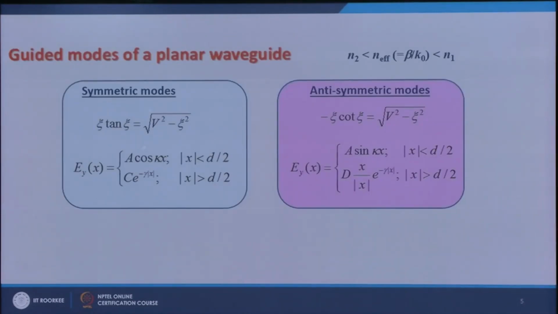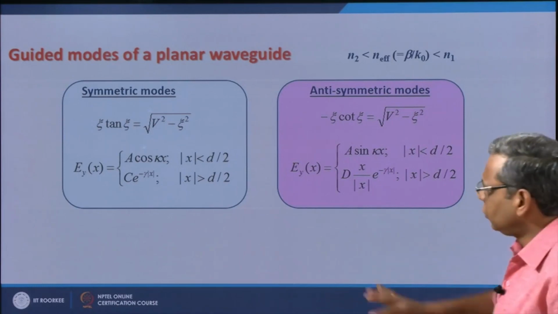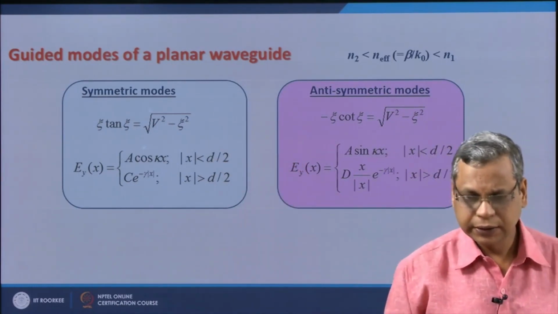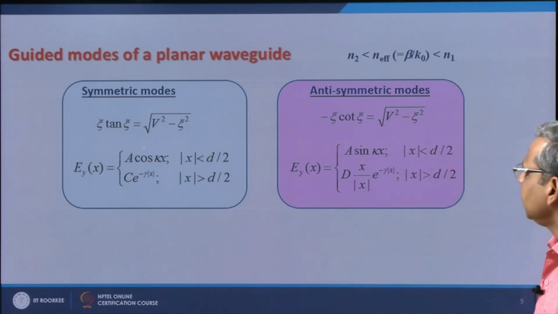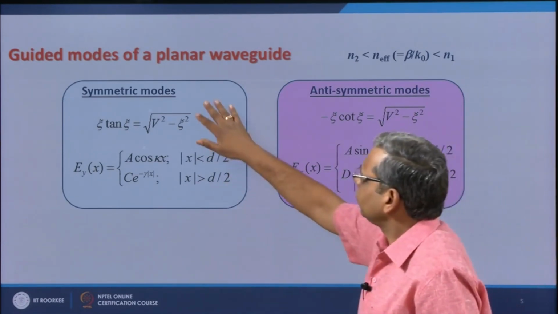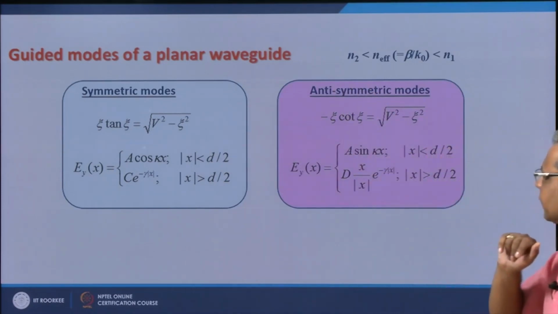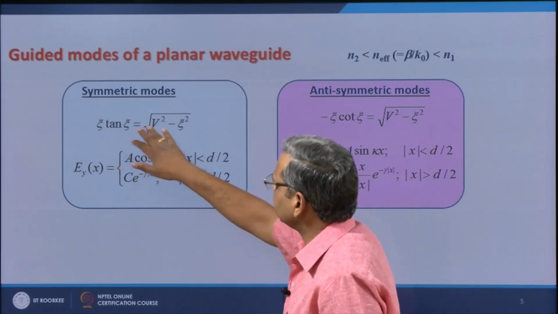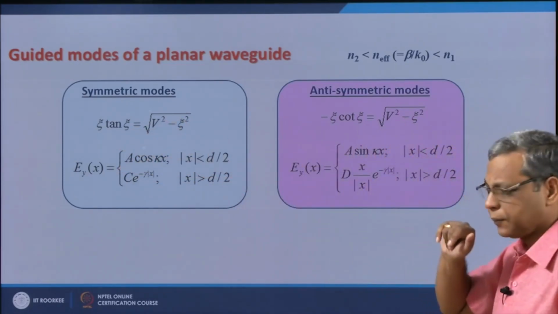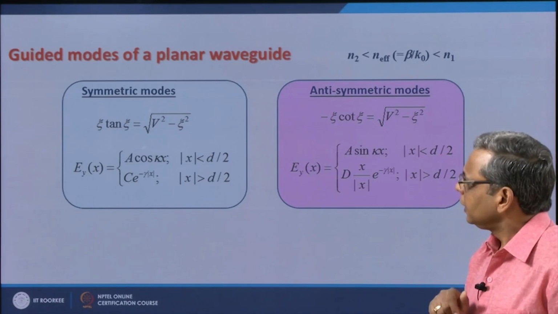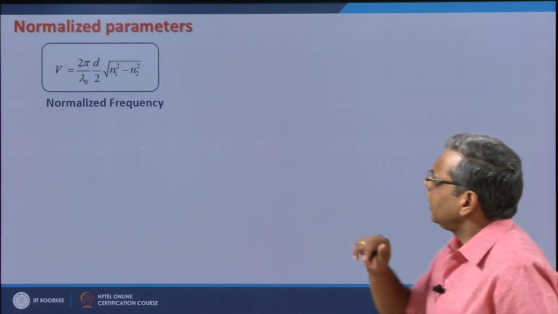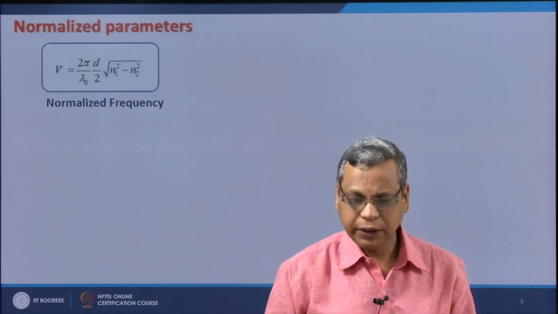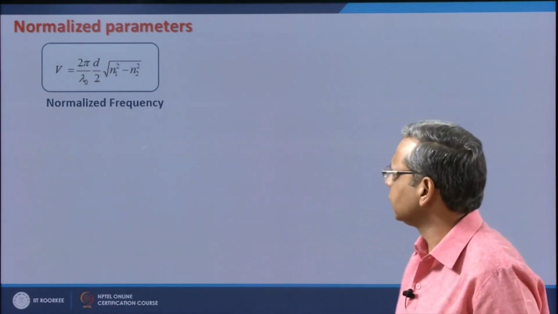Now, let us extend all this analysis by using normalized parameters. So, we had symmetric modes, anti-symmetric modes, and the transcendental equations were in terms of xi and V. I already have one normalized parameter, which is normalized frequency V, which contains all the waveguide parameters and wavelength.